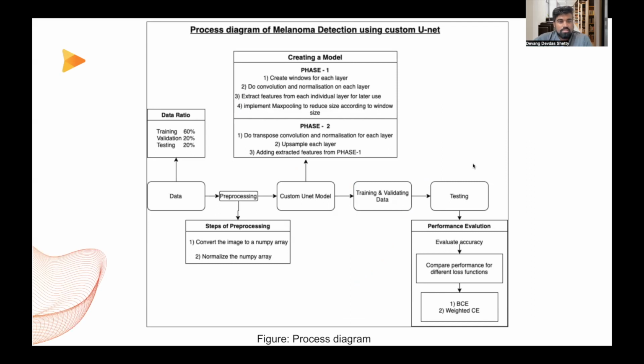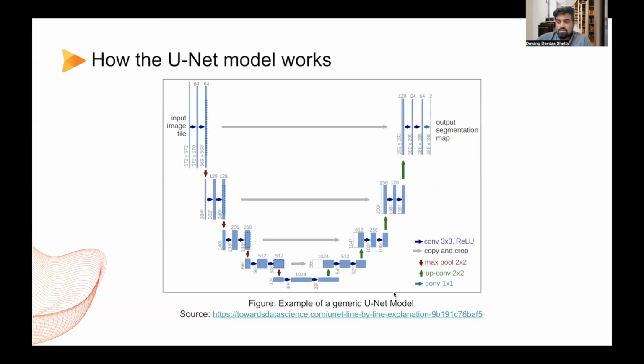This is the process diagram that we have developed for our project. The data is going to be split into 60, 20, 20, which is training, testing, and validation. Then we are going to proceed with the pre-processing steps and then developing the model, which has two phases. Each phase has about 4 steps. Then we'll proceed into training and validating the data. And then finally, we'll move on to testing. In testing, we are planning to implement a couple of loss functions. One is binary cross entropy, and the second is weighted cross entropy. Both of these are sigmoid functions, which are used extensively to benchmark classification problems.